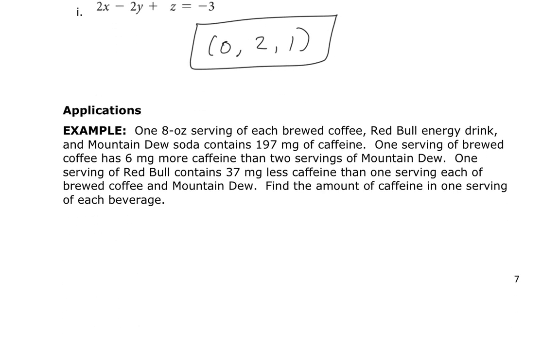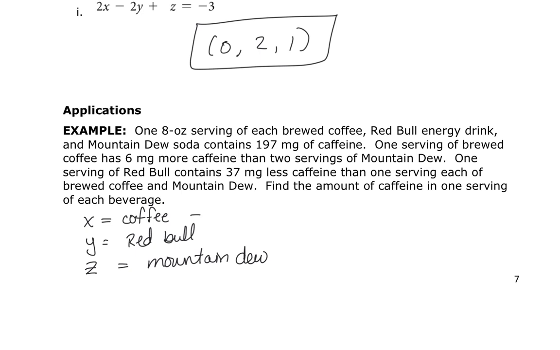So that's those solutions. Now, there are applications to this. We're going to look at 1 8-ounce serving of each brewed coffee, Red Bull energy drink, and Mountain Dew soda. All three of them contain 197 milligrams of caffeine. So I'm going to start with my variables. So x is coffee, y is Red Bull, and z is Mountain Dew. Now, you can, of course, write this as C, R, and M, because that would actually make more sense, and you can totally do it that way.